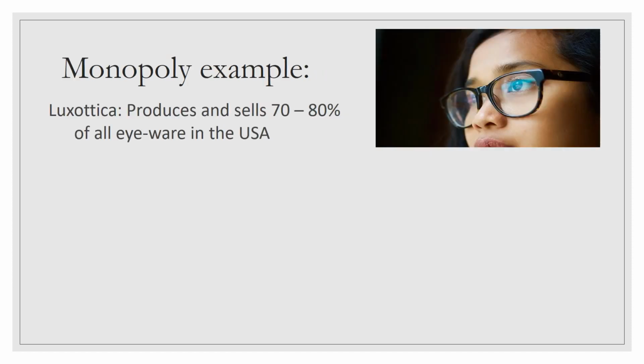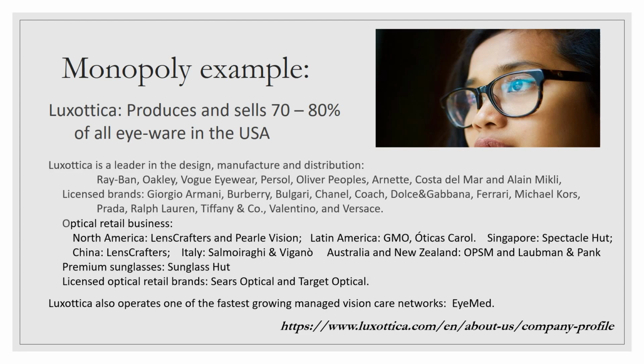Now, does it matter? Does it matter that there's a monopoly in a particular industry? Well, let's consider the eyewear industry in the United States. There's a company called Luxottica, and Luxottica actually produces and sells about 3/4 of all of the eyewear in the United States. Now, you might not have heard of Luxottica, but in fact, Luxottica owns those brands called Ray-Ban and Oakley and a number of other high-end eyewear brands.